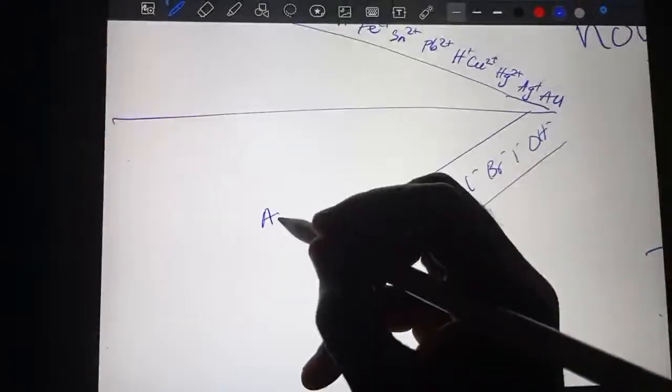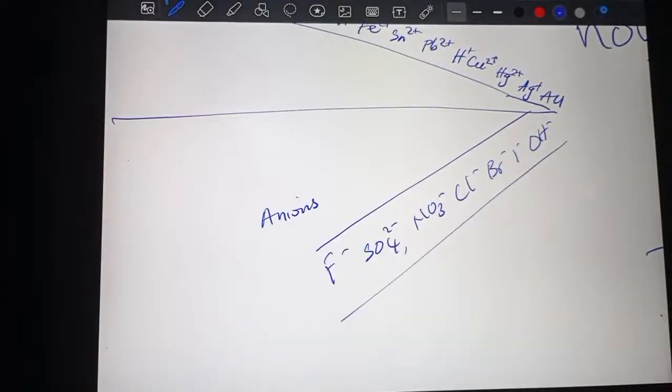Then for the anions, we have it this way. We have fluoride ion, tetraoxosulfate 6 ion, trioxonitrate 5 ion, chloride ion, bromide ion, iodide ion, and hydroxide ion. And the arrow, this is for the anions. This is the electrochemical series.